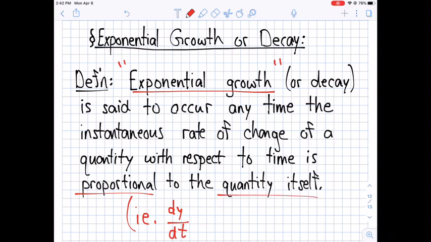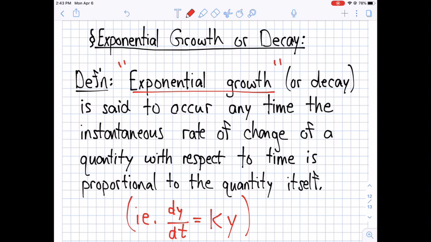So first off, what does it mean to be proportional? Well, if it is proportional, it means that it's going to be a constant multiple of. So here we end up with the derivative being a constant multiple of the quantity itself. And what is our quantity? Here we're working with our quantity being y. So for exponential growth or decay, this is our differential equation that we're starting off with. We have the derivative is proportional to the quantity itself. dy/dt is equal to a constant multiple of y.